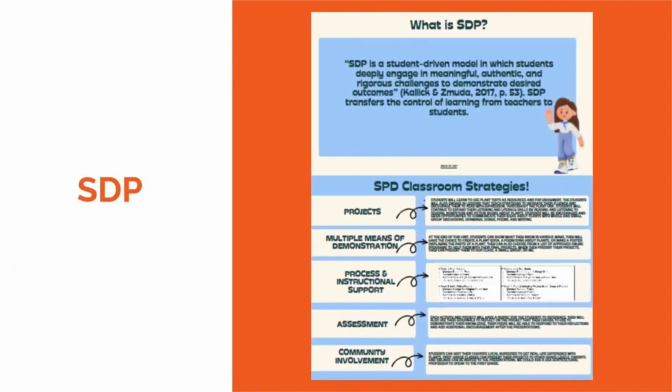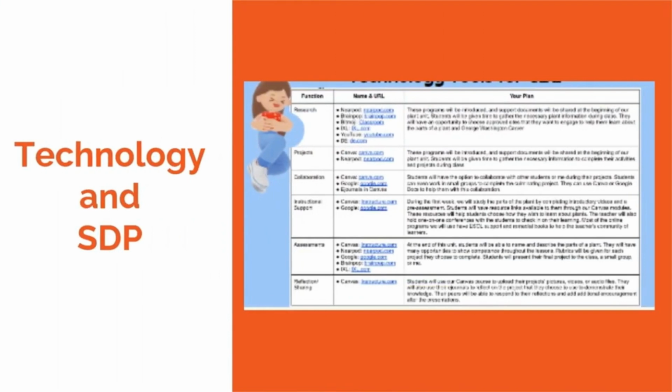The other strategy I used was SDP, which means student driven projects, or a student driven model. We had a lot of projects that the students could choose from to show their understanding of plants in this unit. The students had a choice board of all the technology that they could choose when working on their plants or plant information.